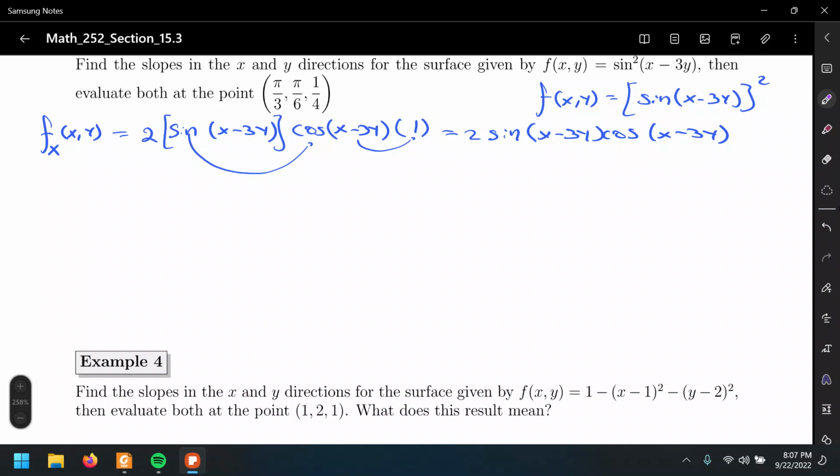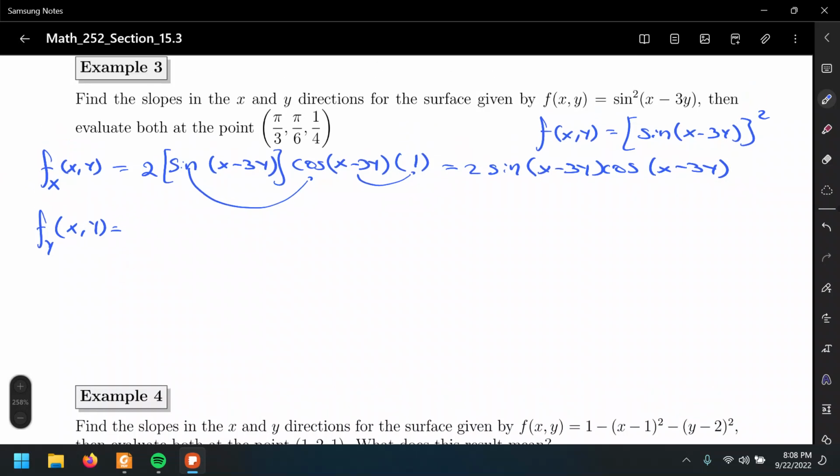So let's see. What about the partial derivative with respect to y? So the partial derivative with respect to y, that's f with a y in the subscript to denote that we're differentiating with respect to y. So the same. Again, we're going to differentiate the outermost layer, which is the something squared, right? So that's 2 sine of (x minus 3y) to the first. All right, we're done with the power 2.